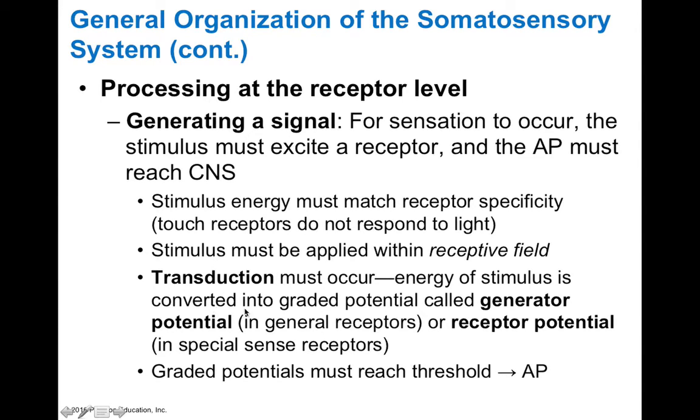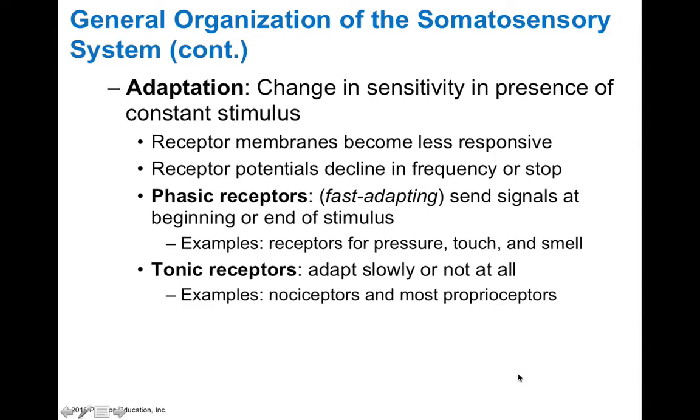Receptors transduce this information. For instance, if it's auditory information, those mechanoreceptors can transduce mechanical stimuli into graded potentials. Depending on where these graded potentials are occurring, we call them different things. It's a generator potential if it occurs in general receptors, or a receptor potential if it occurs in special senses. If these graded potentials are large enough and reach threshold, they can generate an action potential. That's where we transduce, or convert, that information from one form to another, for example from a mechanical stimulus to electrical, which is the action potential.